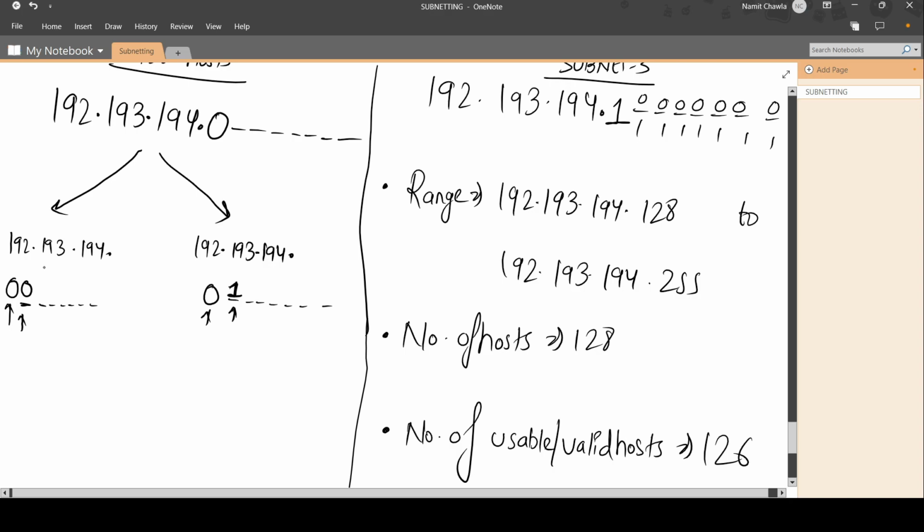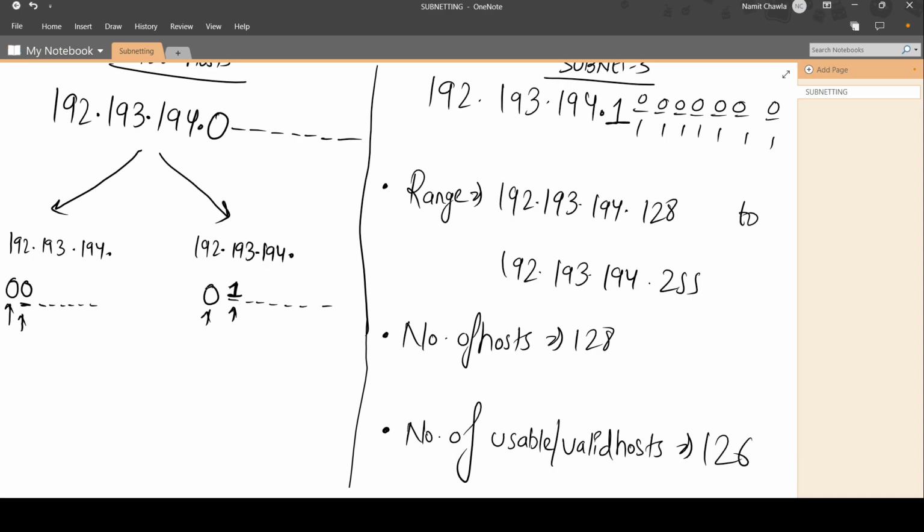Now, the leftover 6 bits you can make changes in as per the requirement. So it will be 0 1 0 1 0 1 0 1 0 1 0 1. Done.